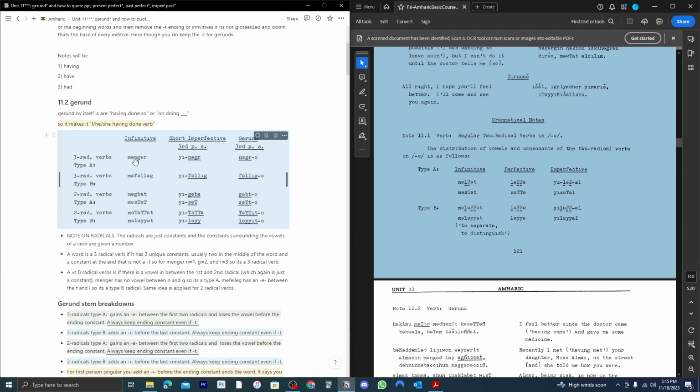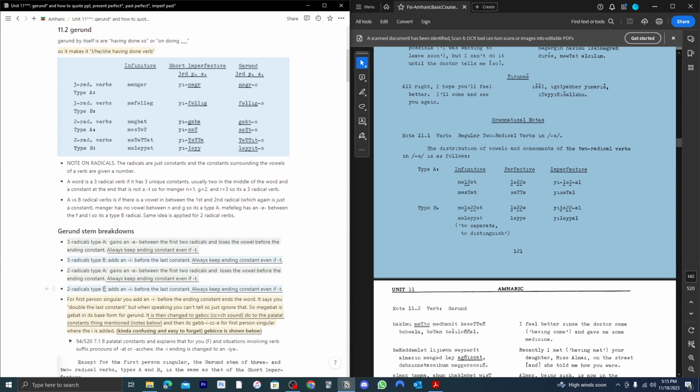We can do it for the 3 radical verb. 1, 2, 3. Right in between the 2. Now there's going to be an E. Boom. This is the vowel in between before the last consonant. It's going to get removed. So Negro. Boom. That's how we get here. If this is a 3 radical verb, actually I forgot to mention for type B's. No, I haven't even talked about. I was just talking about A's.